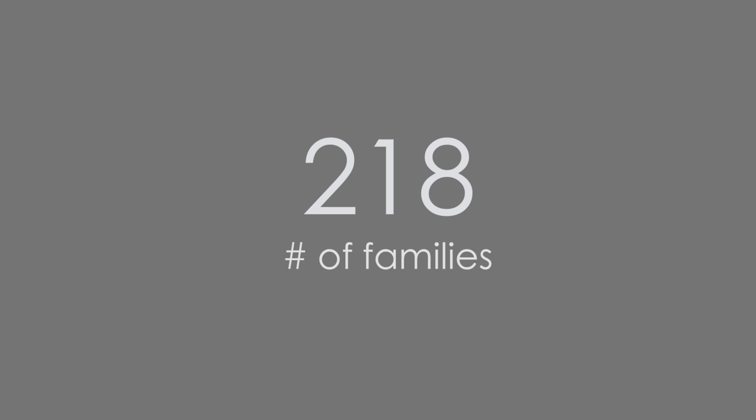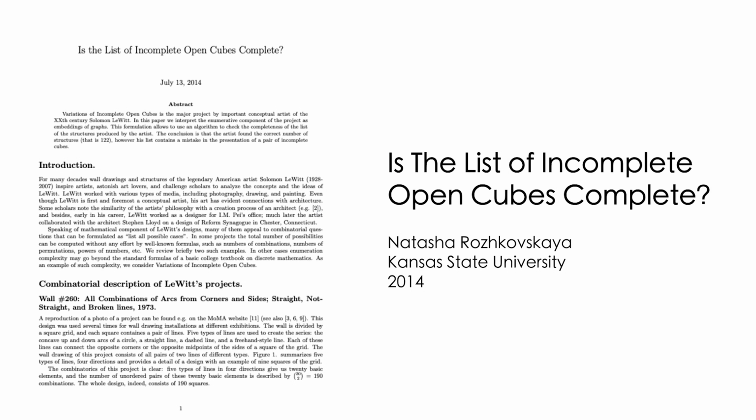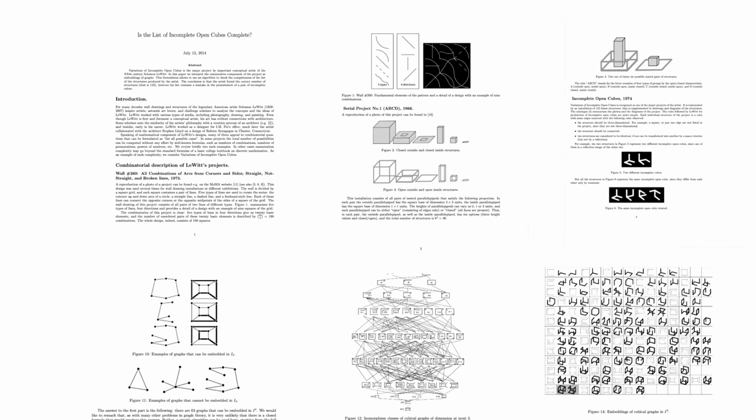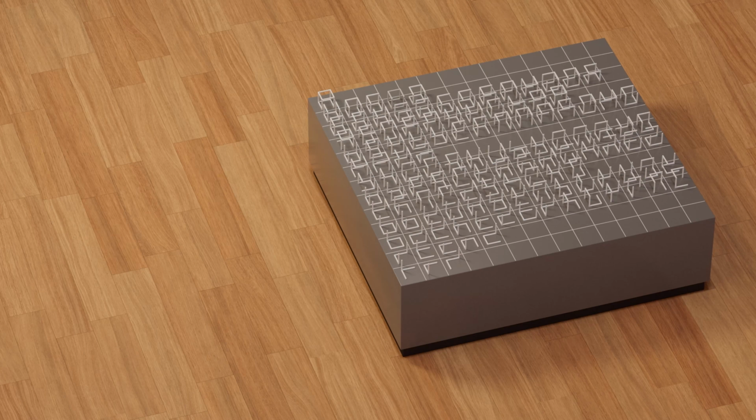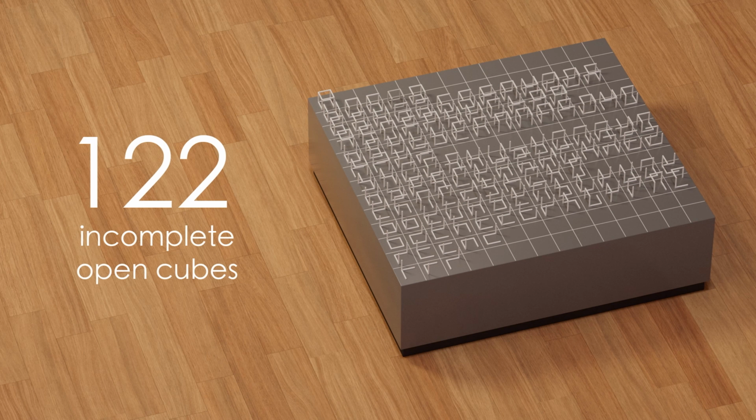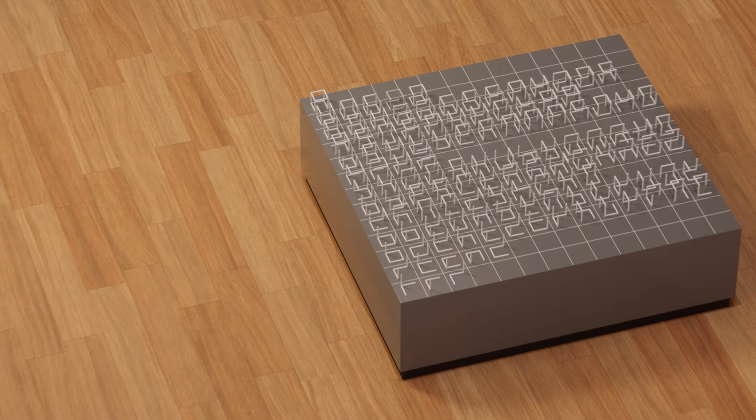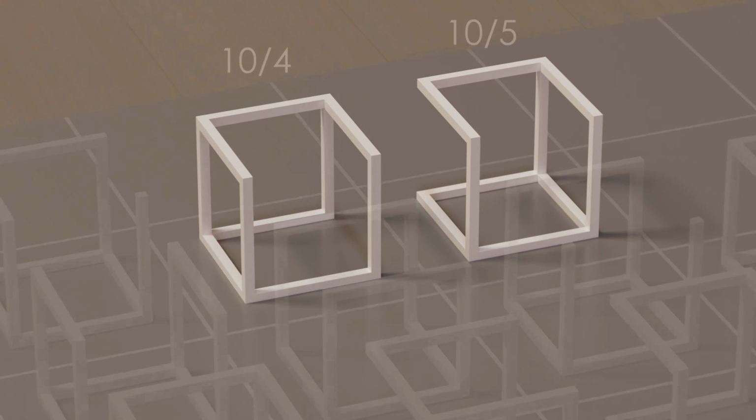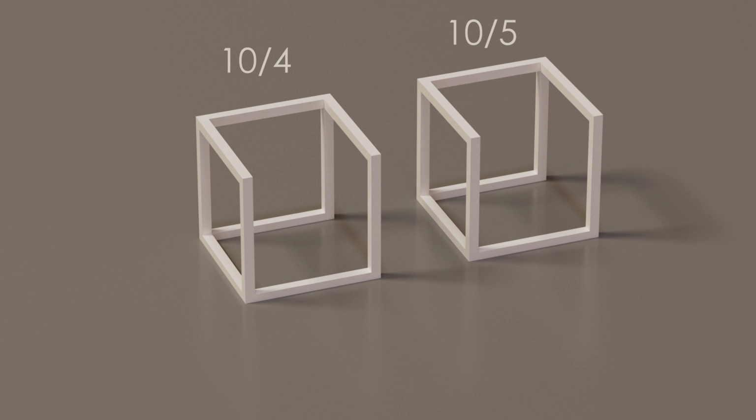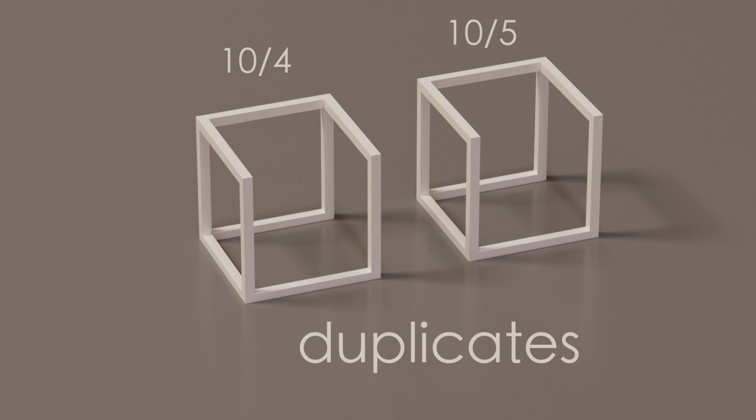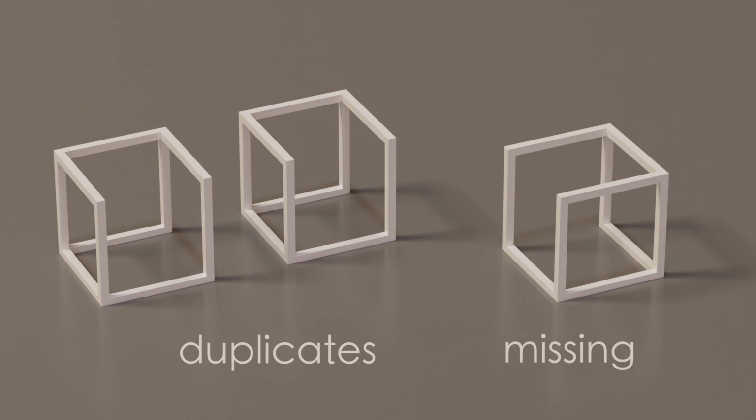In the end, we found that there must be 218 families of rotationally equivalent cubes. What happens to this number if we bring back the other constraints? A 2014 paper from Kansas State University applies an exhaustive computational search and confirms that with all the constraints applied, LeWitt's finding of 122 is the correct number. But interestingly, although that number is correct, it turns out there's actually an error in the final sculpture. The cubes labeled 10-4 and 10-5 are actually the same incomplete open cube, a duplicate. Meanwhile, this cube is nowhere to be found.